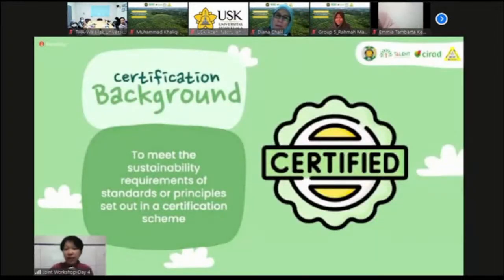Businesses can get certified if they meet the sustainability requirements of standards or principles set out in the certificate scheme. A certificate is issued to prove that the standard has been met. There are different types of certification: self-certification, second-party certification, and third-party certification.